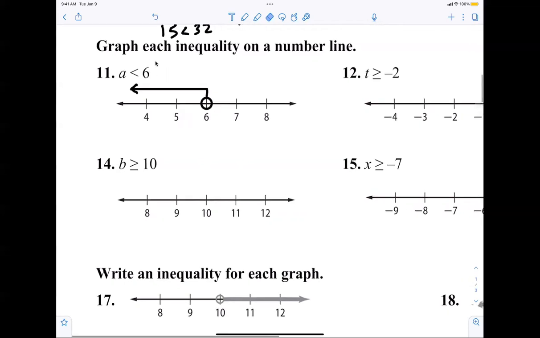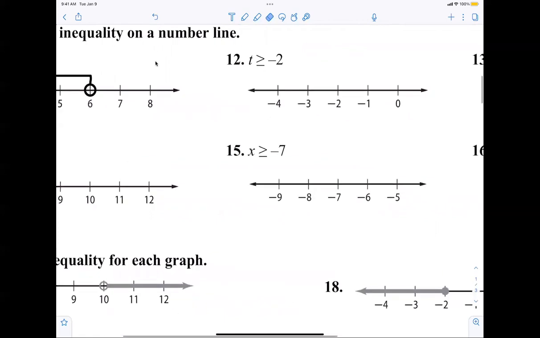Okay, so now number 12, Sophia, what does this say right here? T is greater than or equal to -6. Right, so greater than or equal to. Equal to requires a solid dot. Solid dot for equal. And then greater than, Sophia, is going in what direction? To the right. So come on, guys, that's not that difficult. That is your answer for the graphs.